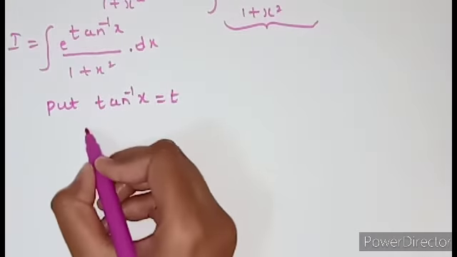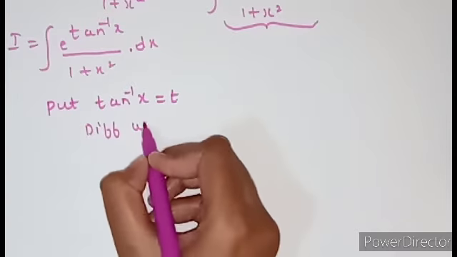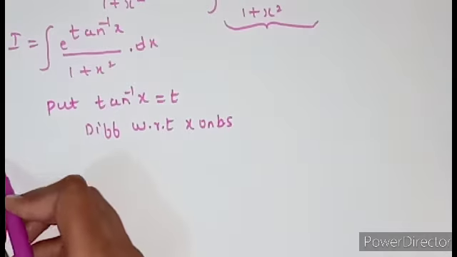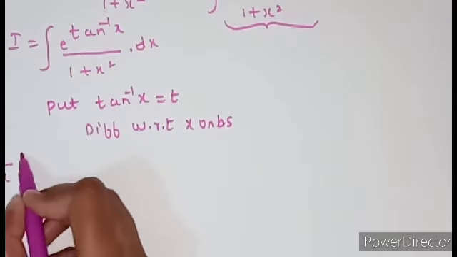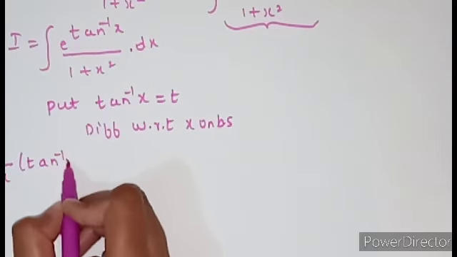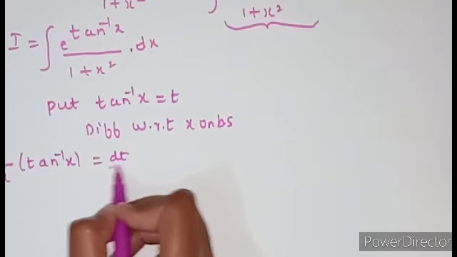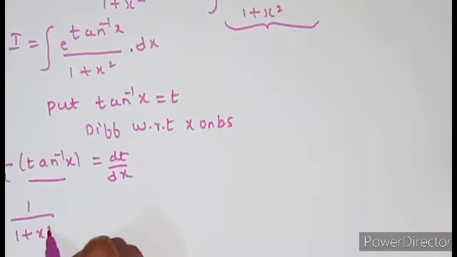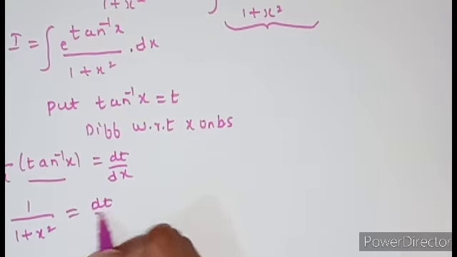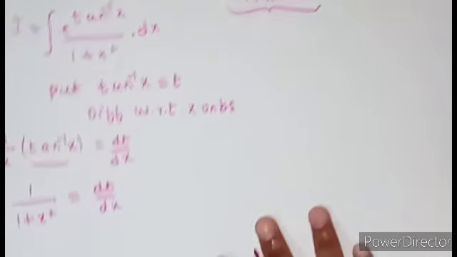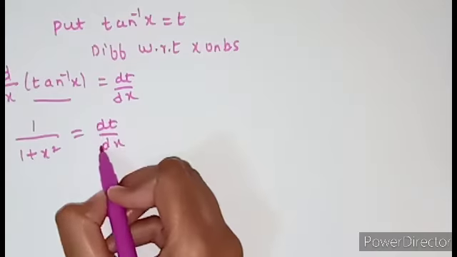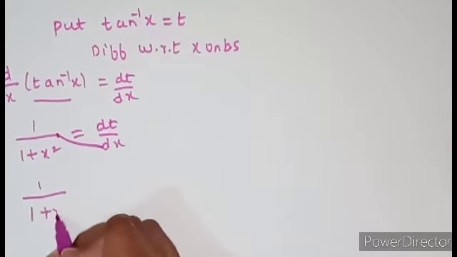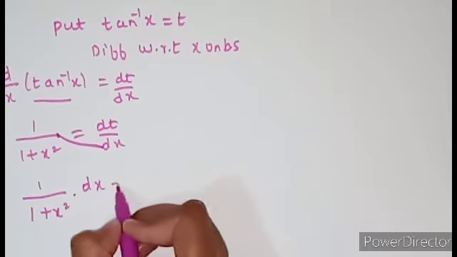Differentiate with respect to x on both sides. d by dx of tan inverse of x is equal to dt upon dx. Now the derivative of tan inverse of x is 1 upon 1 plus x square, which is equal to dt upon dx. Now what do we have to do? We have to shift this dx to the left hand side. 1 upon 1 plus x square into dx is equal to dt.